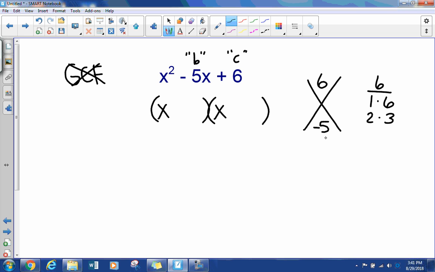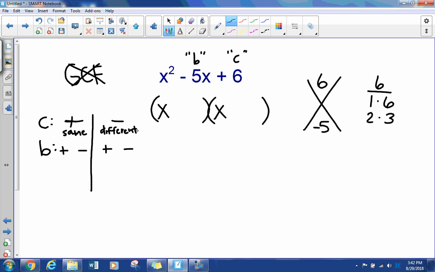There's a really easy little chart that you can use to help you with this. You first look at the sign on your C term, and then look at the sign on your B term. Because if the C term in the expression is positive, that means the signs on your factors will be the same. They'll either both be positive or they'll both be negative. If the sign on C is negative, that tells us that the signs on the factors we're looking for are going to be different. One will be positive and one will be negative.